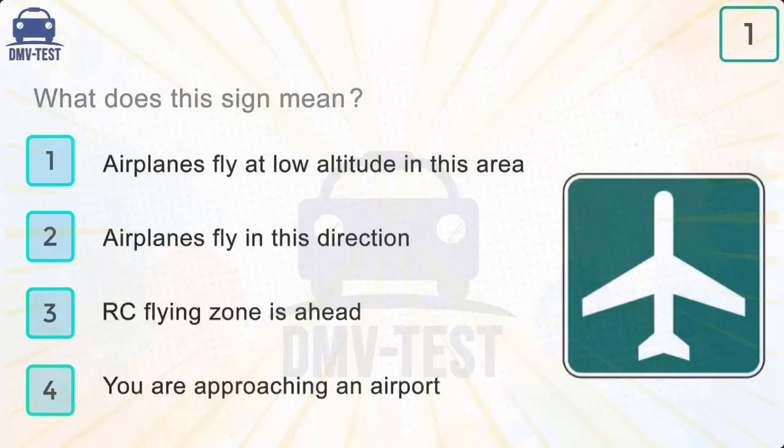What does this sign mean? Airplanes fly at low altitude in this area. Airplanes fly in this direction. RC flying zone is ahead. You are approaching an airport.